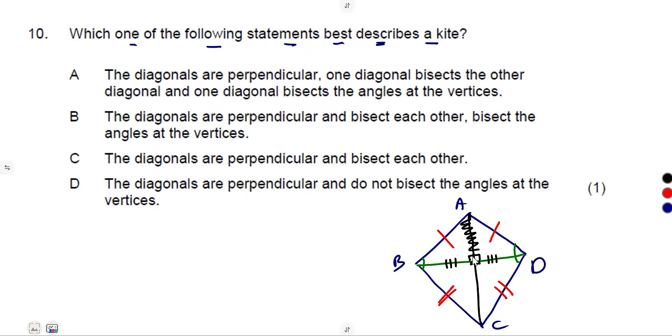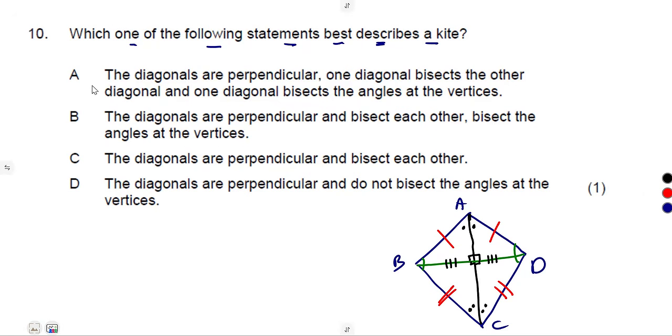And this diagonal AC that we are talking about, it does not just bisect the diagonal BD, no. It also bisects the angles where it is, meaning to say the angle at A, this one, is being divided into 2 equal parts. The angle at C is being divided into 2 equal parts. So this is the main property of the diagonal AC. It bisects the diagonal BD. It bisects the angles where it is, meaning to say the angle A and the angle C. So let's check which one can best describe what we have.